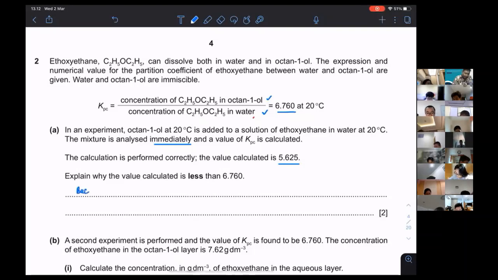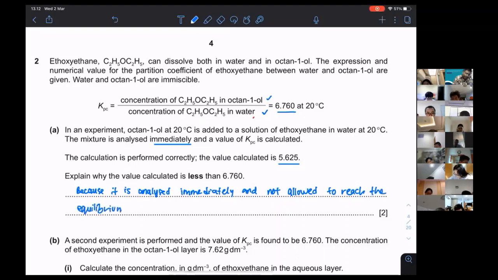Because it is analyzed immediately and not allowed to reach the equilibrium. You need to actually allow some time for it to reach equilibrium. Now they're still reacting, still moving, so they are not allowed to reach equilibrium. So you need to still tell more about this value.